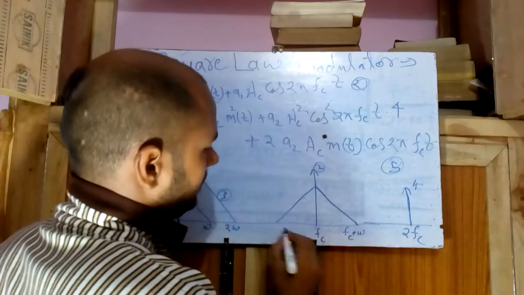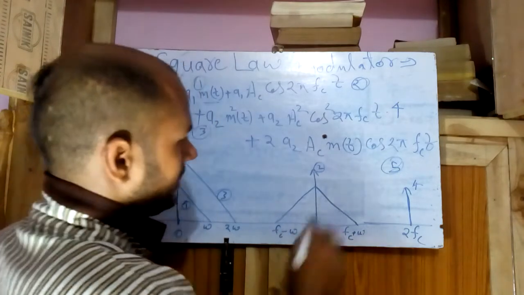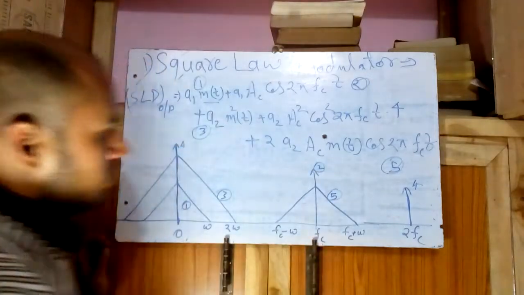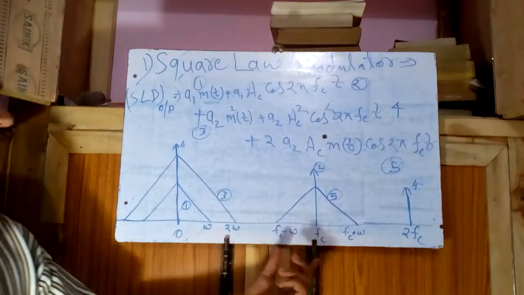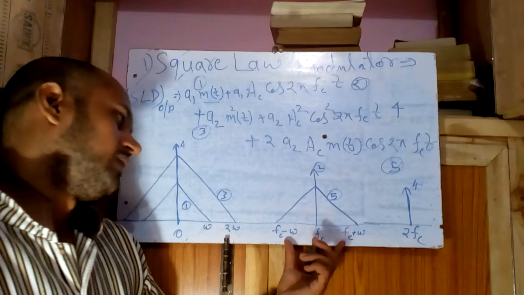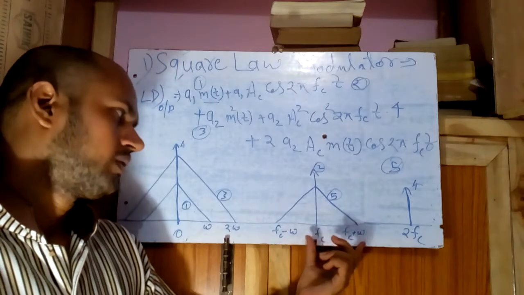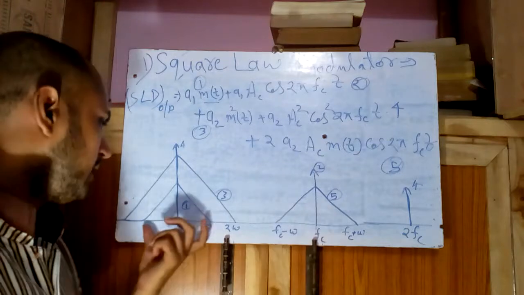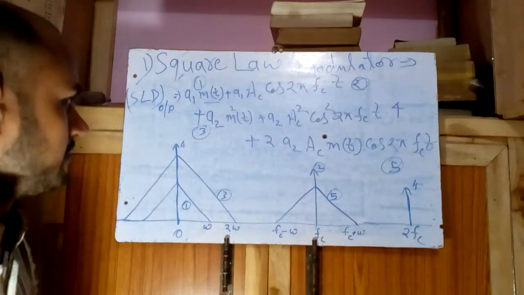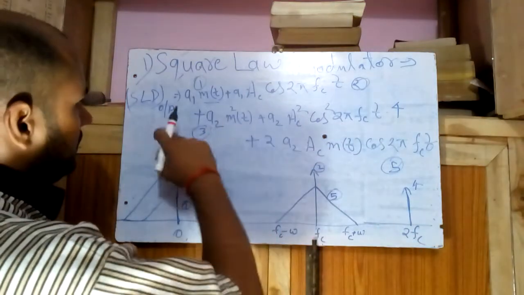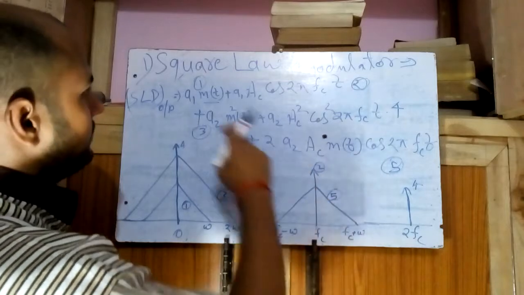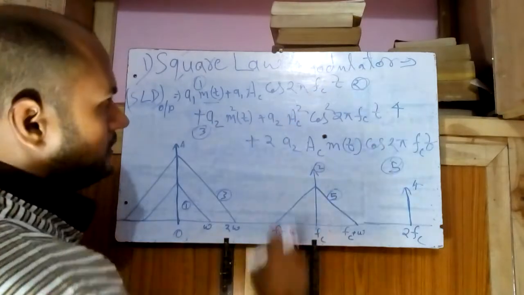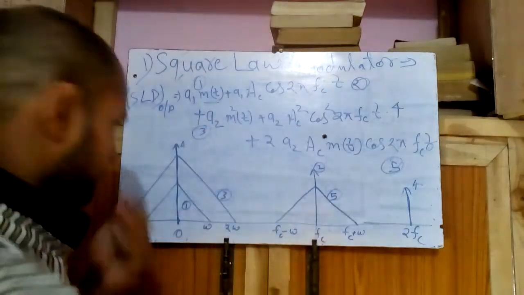FC plus omega, FC minus omega. It is fifth. So what is the range of our band pass filter? The range is FC minus omega to FC plus omega. So these will be passed and these will be rejected. That's why we took second and fifth, and the others will be rejected.